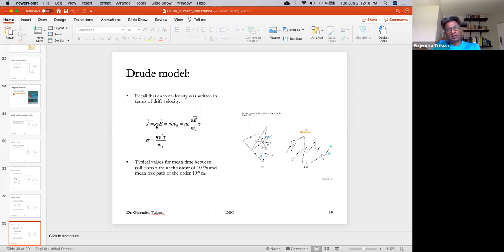The current density is related to the electric field like so. That's equal to the charge density times the drift velocity, and you can put in the expression for the drift velocity. And so you can get an expression for the conductivity of the material. It's the number of charge carriers per unit volume times the charge of the carrier squared, times tau, divided by the mass. All right, that covers this chapter.